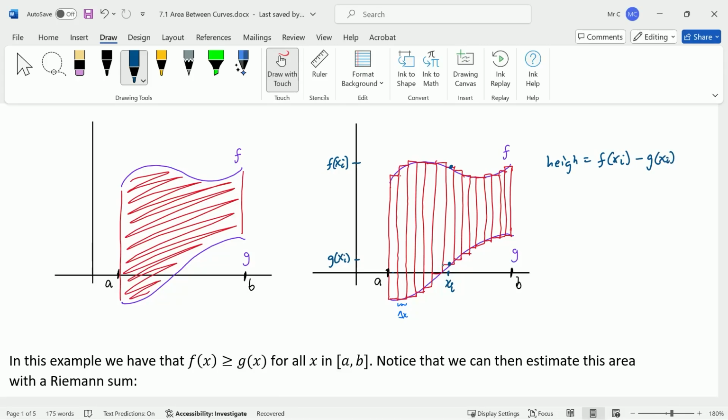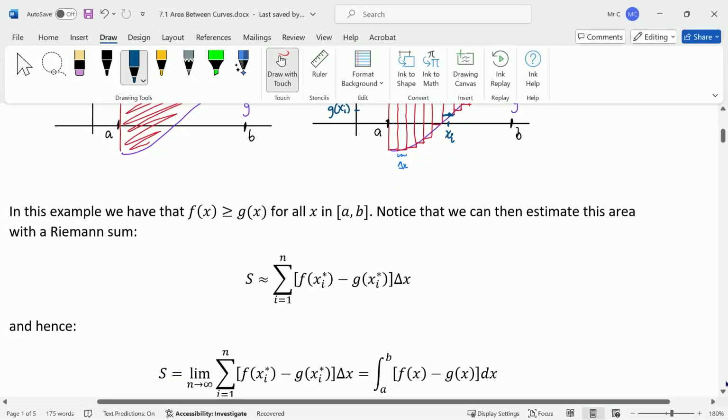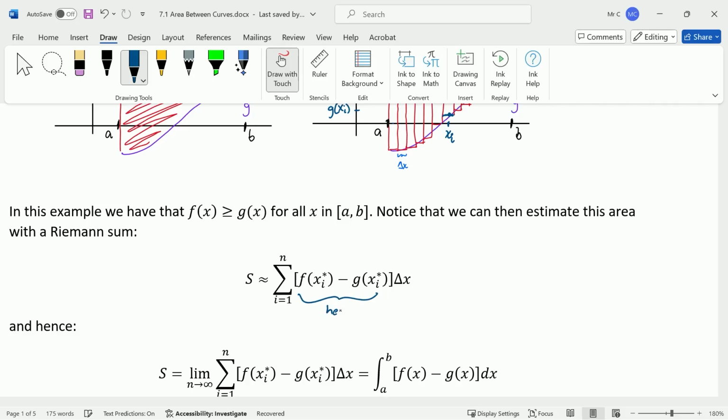And of course, each of these rectangles has a width, and we call that width delta x sub i. Now, most of the time we'll choose the width to be the same at every subinterval, so we don't have to write the sub i part. We can just write delta x. But the idea here is that our height times our width is the area for each rectangle. And so if we want the total sum of the area, the approximation using these rectangles, then we just take the sum of all of those rectangles, the height times the width. And that gives us the sum of the area for all of the rectangles.